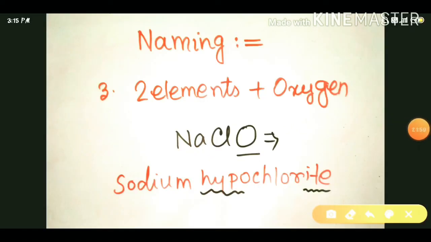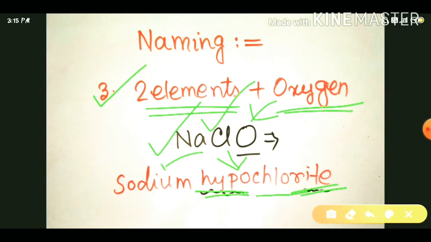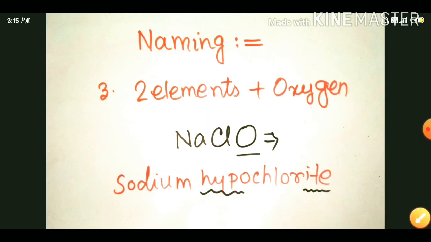Check a new formula of naming. If we take 2 elements and oxygen, then what happens? 2 elements, sodium and chlorine, and oxygen, there is present 1 oxygen. Then we have to add hypo as prefix and ite as suffix with this second element. This is chlorine, so hypochlorite. Sodium is written as it is. Okay.